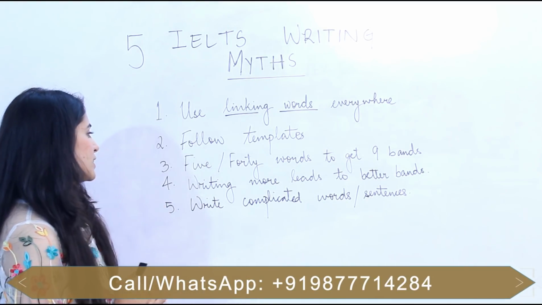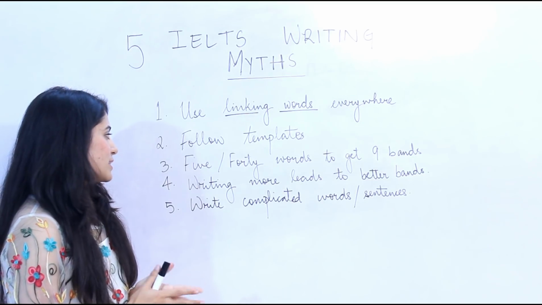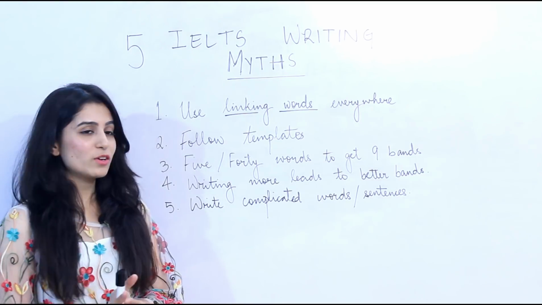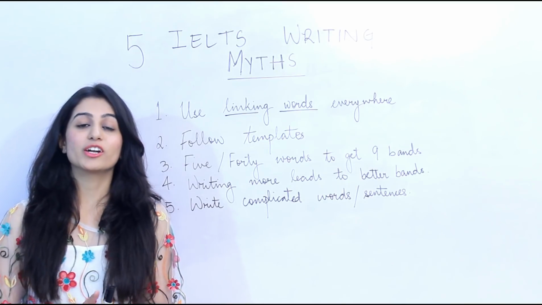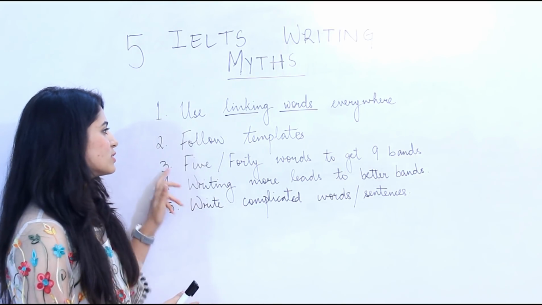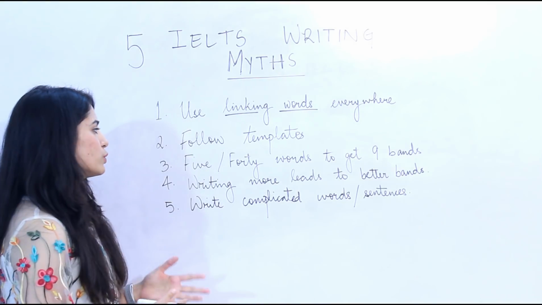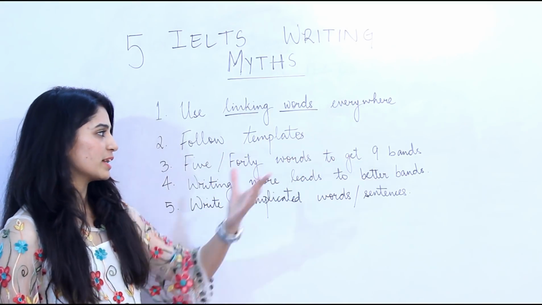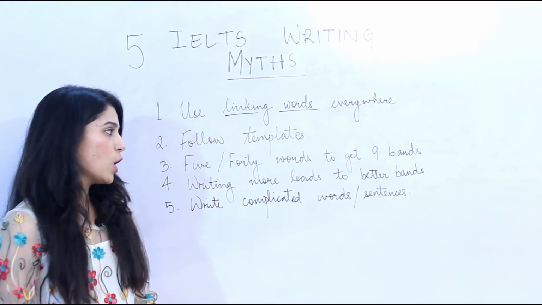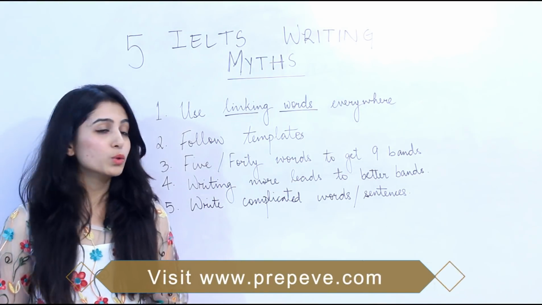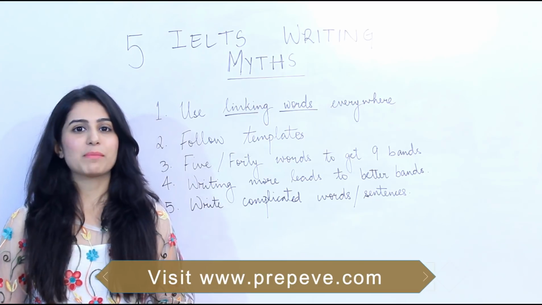So the third and the next one is basically 5 or 40 words to get a 9 band score in your writing or in your speaking. Now this is a very common title that I've come across on YouTube. A lot of YouTubers write 5 words to get a 9 band score in your speaking or 40 words to be used in your writing so that you get a 9 band score.